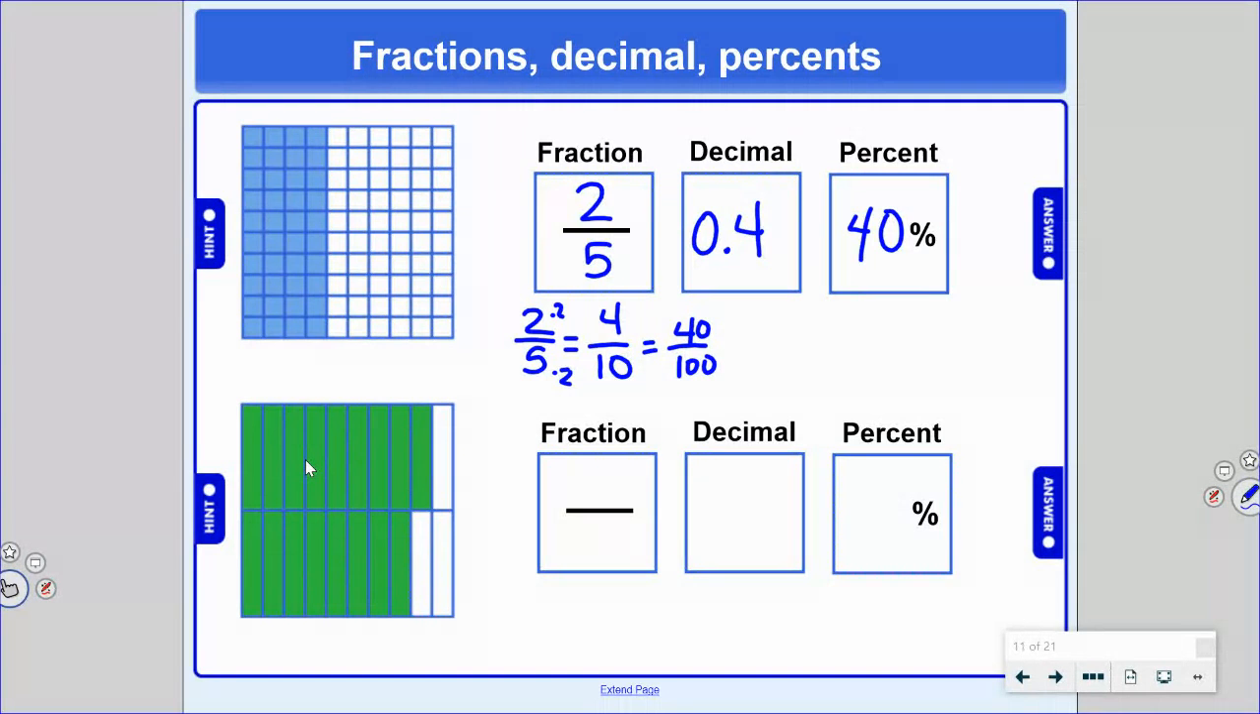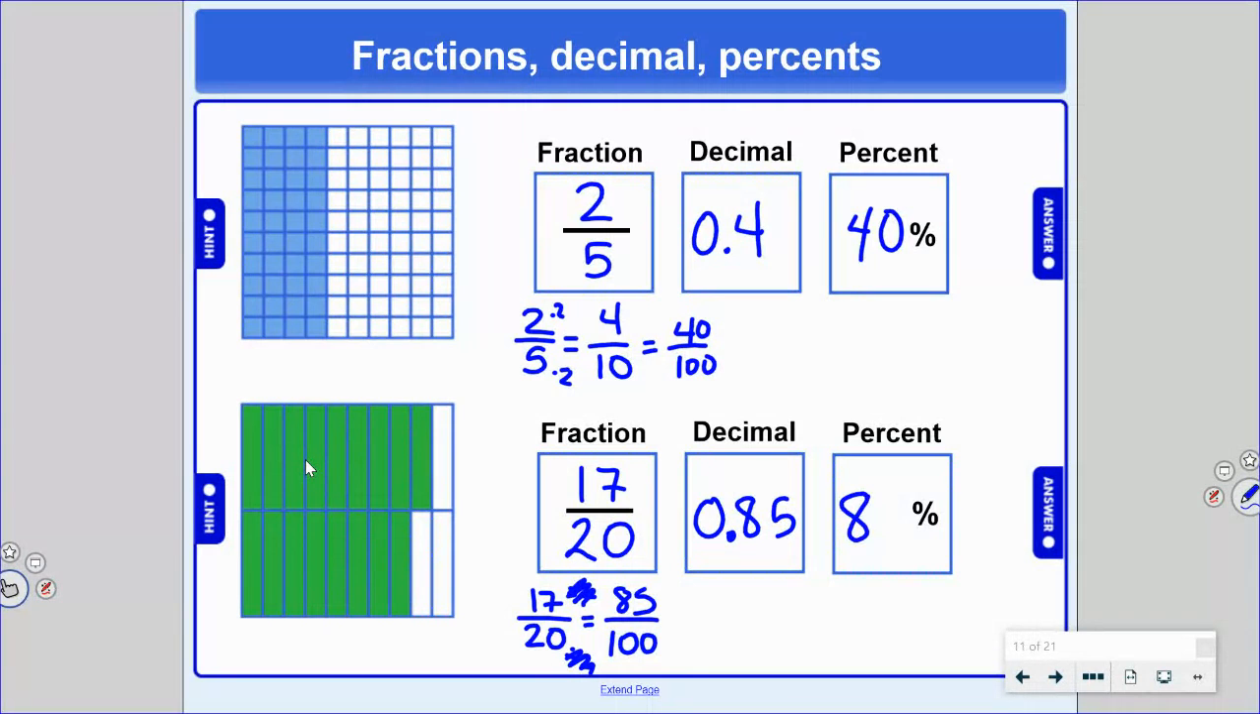Next up, we appear to have 20 total spots, and of the 20, 17 are shaded green. Now, how do we change that? Can we turn that 20 into a power of 10? 20 does not go, well, it does, but not well. So you would have a decimal, and we wouldn't want that. So let's forget about that. Oh, sure, 20 goes into 100. 20 times 5, 17 times 5. And therefore, we can write it as 85%.